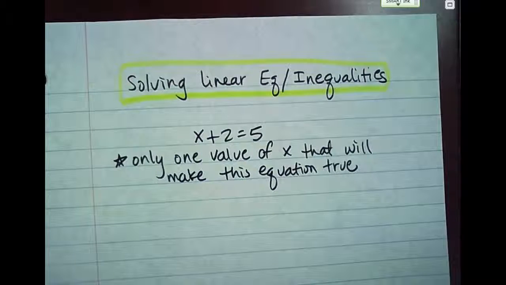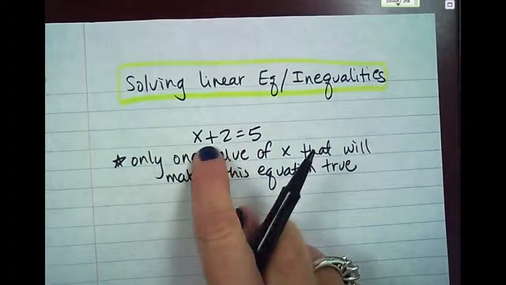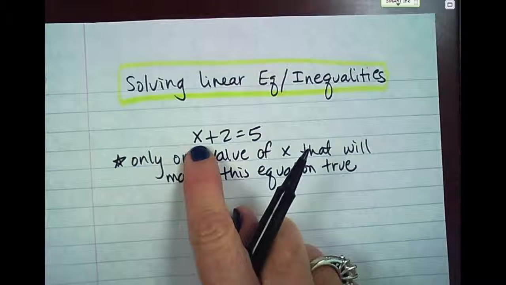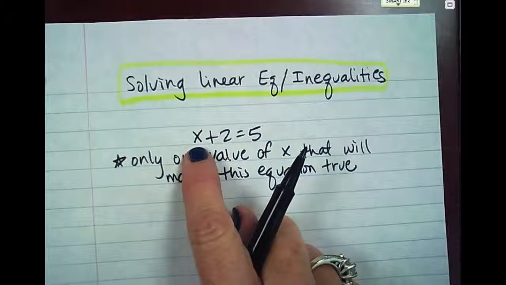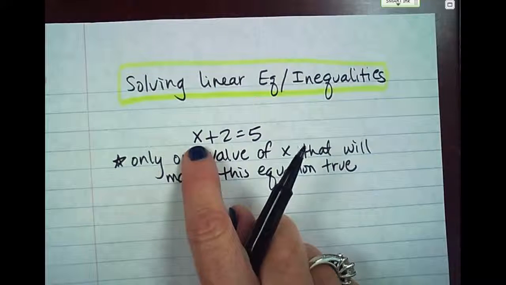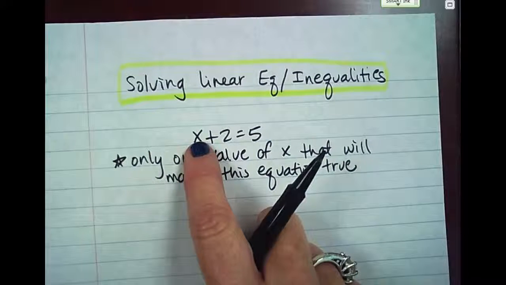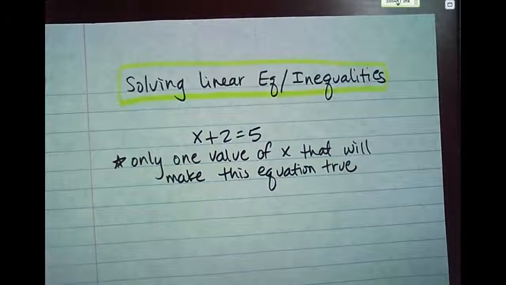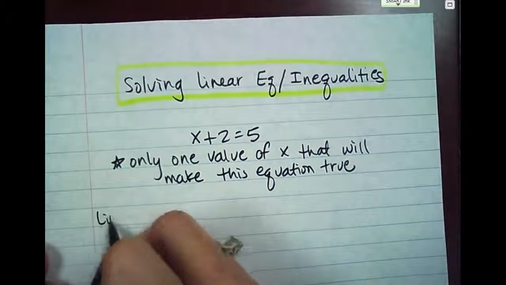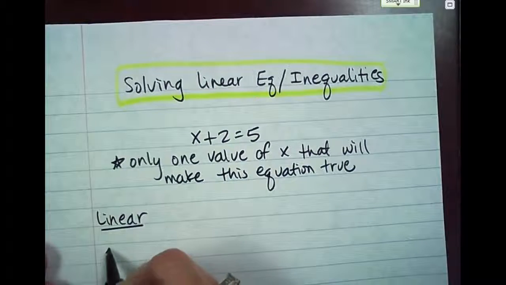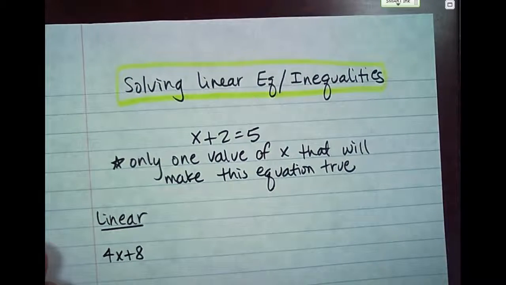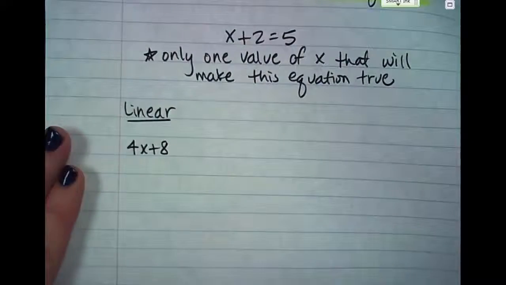Then I'm going to talk about the difference between a linear and a nonlinear. What is the power of this x right here? It's not written, but what's the exponent for this x? 1. A 1, okay? So the power of this is a 1. When you have something linear, the x has a power of 1. So if I told you 4x plus 8, that's considered a linear part.